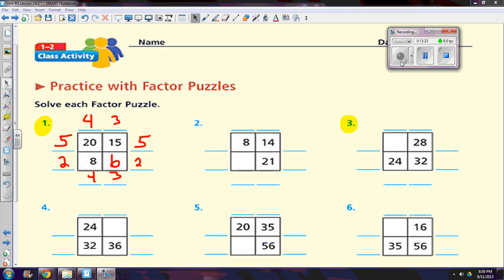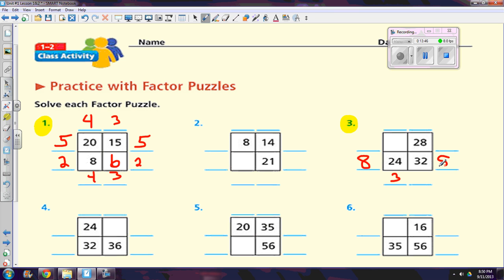All right, hopefully you've had a chance to work on it. 24, 32, lots of factors for both. 1, 2, 3, 4 for 24. I'm looking for a common factor. Hopefully you came up with 8. 8 times what number is 24? It would be 3.